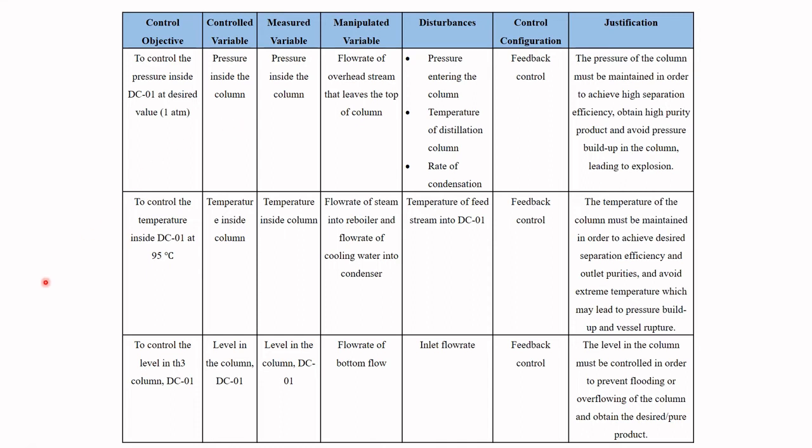The temperature is controlled by manipulating the flow rate of steam into the reboiler and the flow rate of cooling water into the condenser to achieve desired separation efficiency and outlet purities and avoid extreme temperatures which may lead to pressure buildup and vessel rupture. Followed by that, the level in the distillation column is controlled to prevent flooding or overflowing of the column and to obtain the desired or pure product by manipulating the flow rate of the bottom flow.